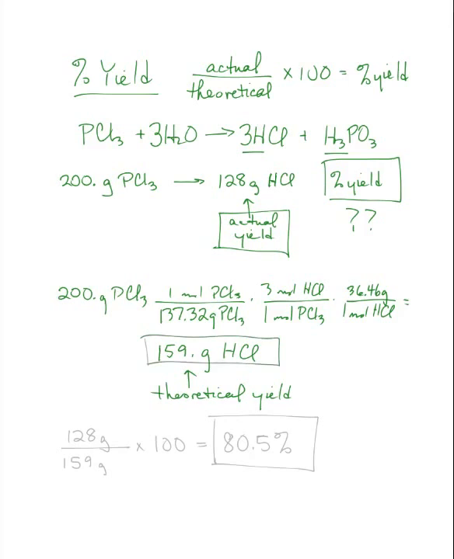How much did they actually get? Oh my gosh, they only got 128 grams. So 128 grams is what they actually got. We're going to divide that by how much we think they should have gotten had they been the perfect chemist in the perfect conditions. Multiply that by 100 to make it a percent, and we get 80.5%. That's the yield that they got. They got 80% of what they theoretically could have.